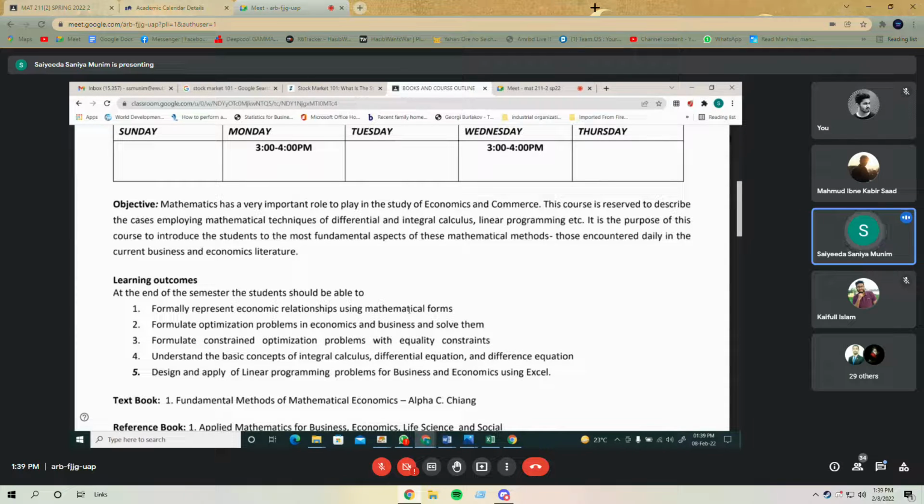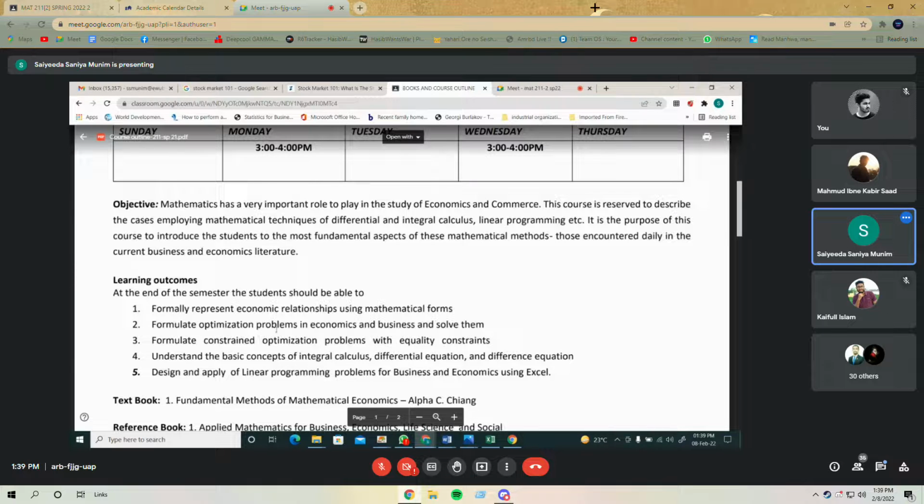Learning the language. We know the language, but how can we apply it? So the economics relationships that we have learned, the relationship between profit, revenue, cost, the relationship between price and revenue, elasticity, then sales and revenue. These kinds of relationships, how can we represent them in mathematics?